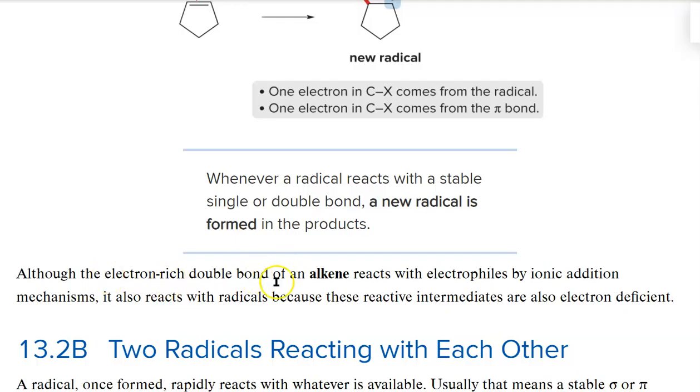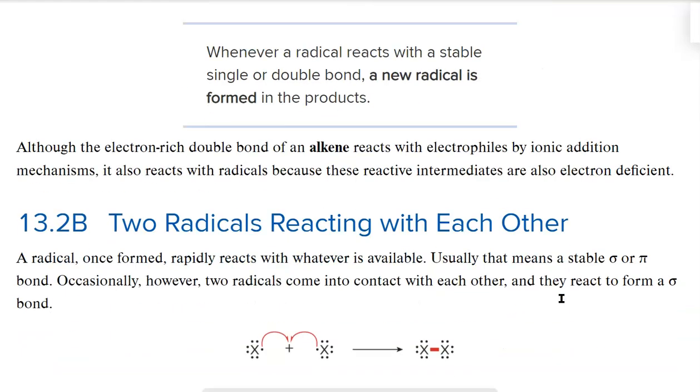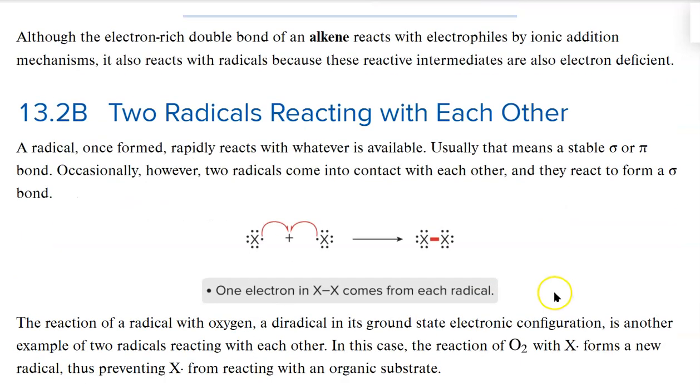Okay? And although the electron-rich double bond of an alkene will react with electrophiles by addition mechanisms, it also reacts with radicals because they are also electron deficient, or electron poor. You can have two radicals react with each other. This is related to what I was saying with two bromine atoms or two chlorine atoms. In their atomic state, they have that unpaired electron and they don't like it. So two radicals that are alike can come together and form a diatomic molecule. Okay?